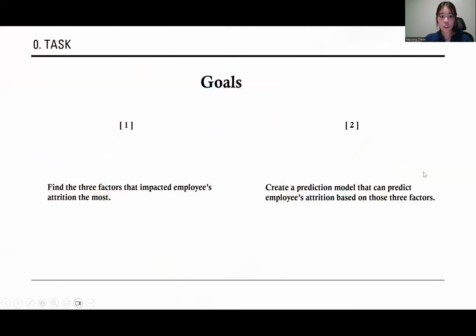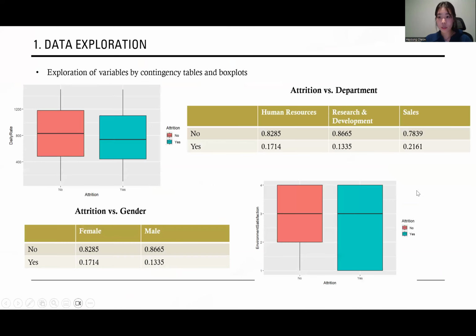There are two goals to achieve. First one is to find the three factors that impacted employees' attrition the most. The second will be creating a prediction model that can predict employees' attrition based on those three factors. We were given employees' data with 36 columns.